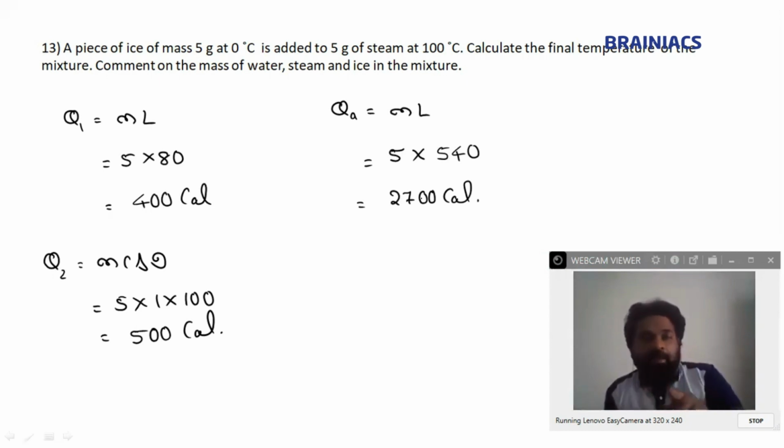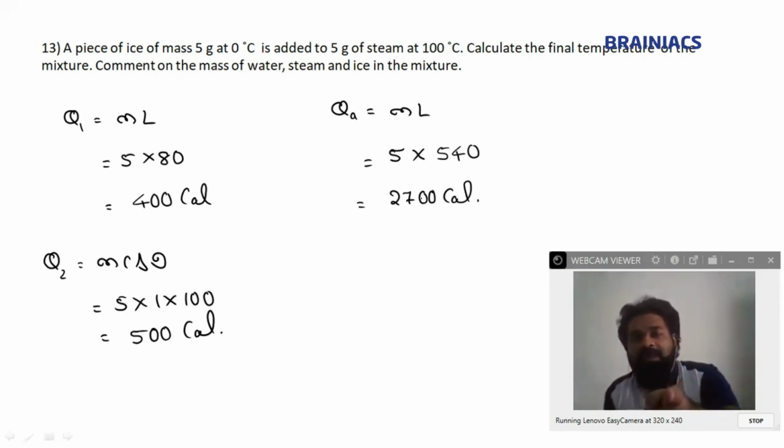Okay, so once steam becomes water at 100 degrees Celsius, 2700 calories are available. With that, this ice can become water, and water can become water at 100 degrees Celsius. After that, now the mixture is water at 100 degrees Celsius. Still 2700 is not required. So from this logic, what we must understand is only 900 calories are required for the system for everything to become water at 100 degrees Celsius. 2700 is not required.